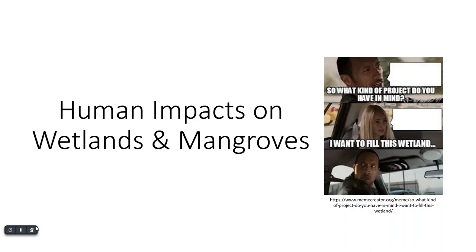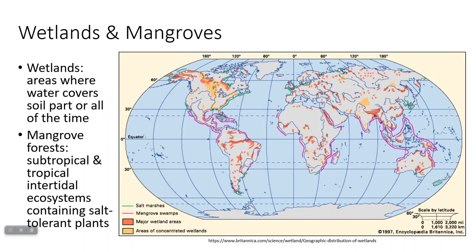Okie dokie. So, this is part of our unit on water pollution. We're going to talk about the impacts that we as humans have on wetlands as well as mangroves. So, these would be anthropogenic. I throw that word at y'all a lot because you need to remember what it is. Anthropogenic meaning caused by humans.